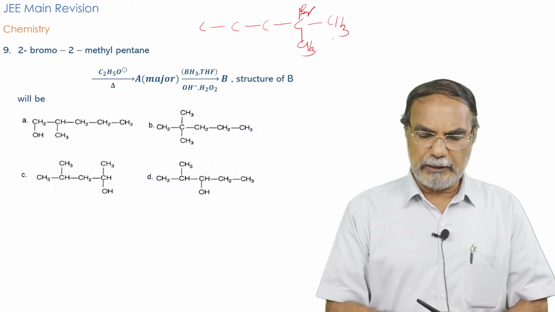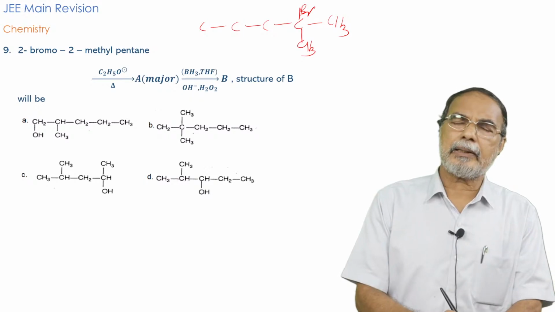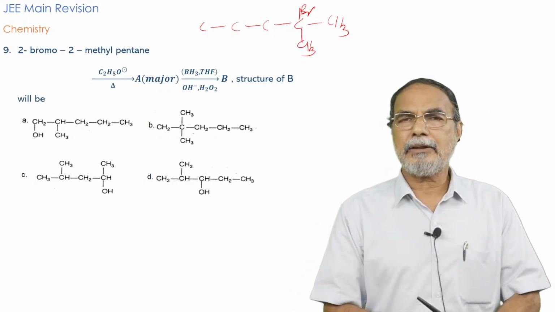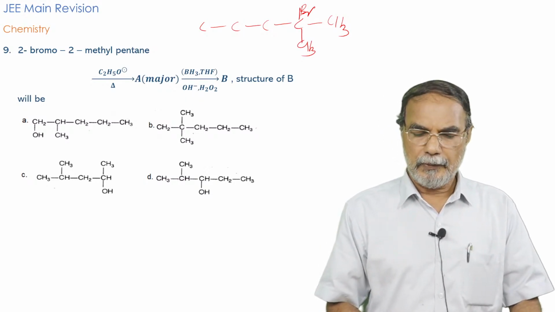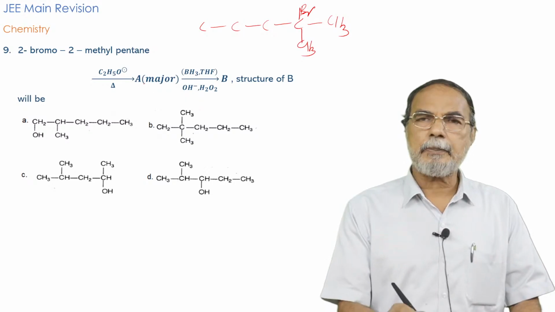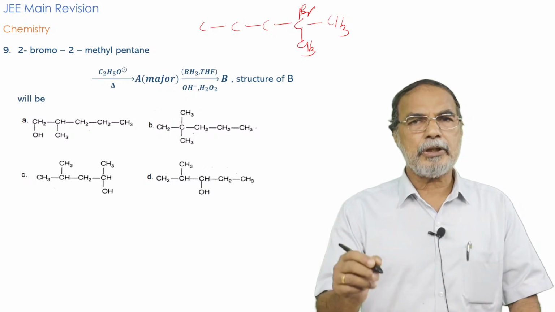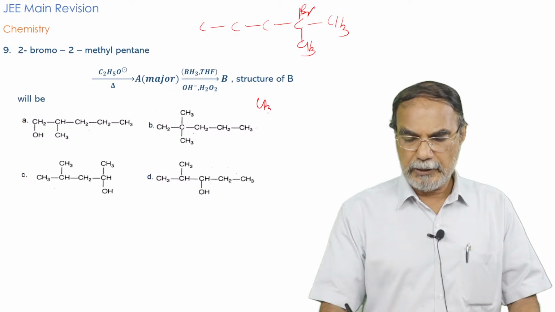A tertiary alkyl halide can undergo substitution by the SN1 pathway, but a tertiary alkyl halide is more likely to undergo elimination reaction, and the major product of the reaction is the Saytzeff product. So in this case, the question is about the major product. So the major product of the reaction is the Saytzeff product by elimination. And what is the Saytzeff product by elimination? It is CH3, CH2, CH2, CH, double bond C, CH3, CH3.